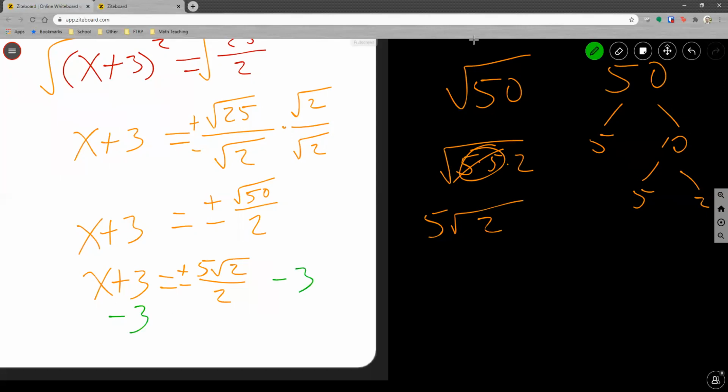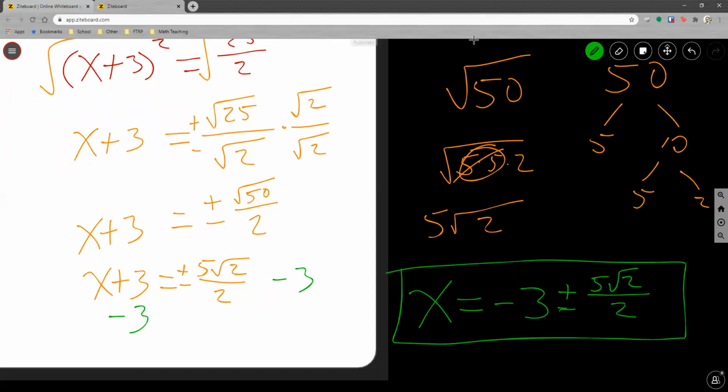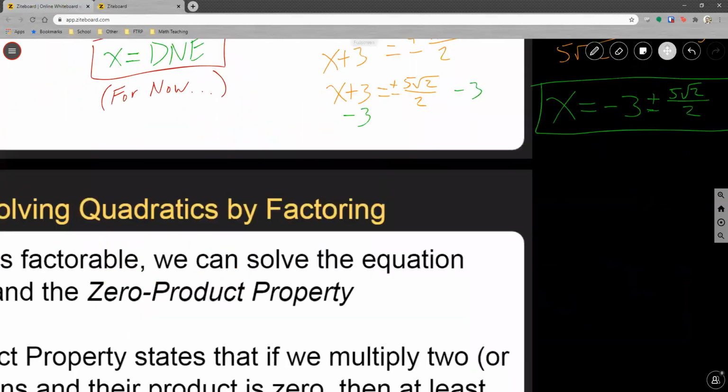And actually, when we write this, I'm going to write my whole numbers first. I'm running out of room here. But my answer on the left side is going to be x. I've got a minus 3 and a plus or minus 5 times the square root of 2 over 2. There's my answer. So x is equal to negative 3, and then from that negative 3, I'm either adding 5 times the square root of 2 over 2 or subtracting 5 times the square root of 2 over 2.